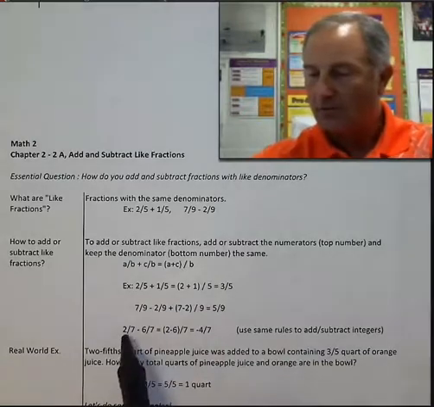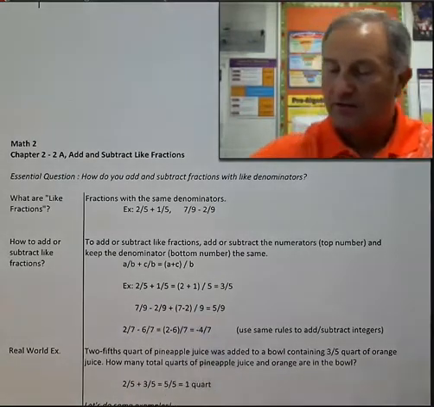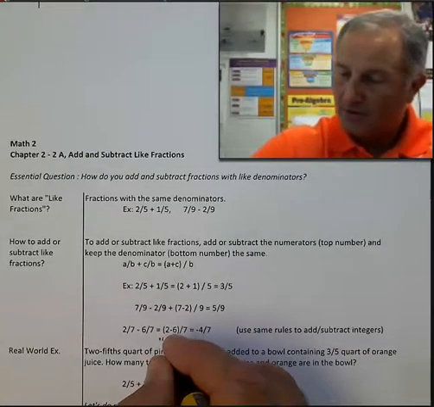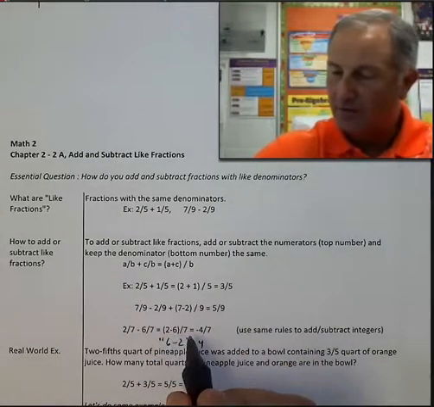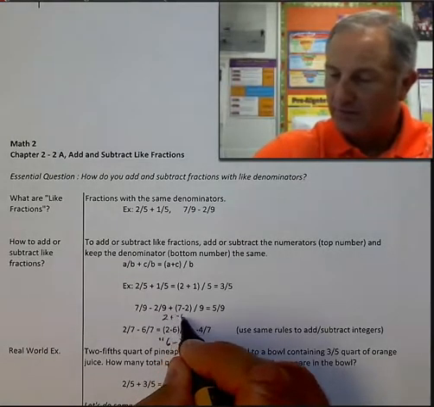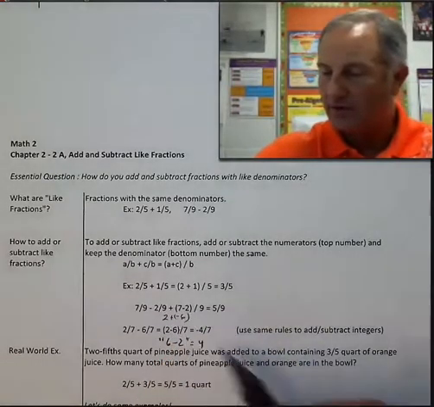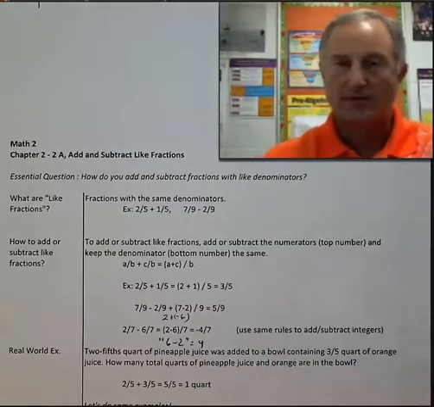2 sevenths minus 6 sevenths, that's 2 minus 6. Again, think subtraction. 6 minus 2 is 4. Take the sign of the larger number, because this would be the same as 2 plus a negative 6. Take the sign of the larger number, negative 4/7. So same rules as add and subtract.